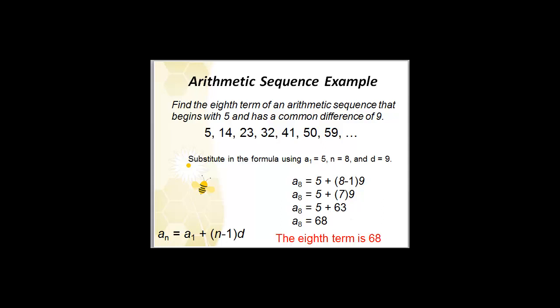All right, so we're going to start all over again with the order of operations, and we don't have any parentheses left. We don't have any exponents. We don't have any multiplication. So now it's just addition left to right. So here we go. We're going to just add 5 and 63. So that gives us 68. So our 8th term is 68. So if we put 68 up in here, you can see that if we add 9 to 59, it is going to give us 68.